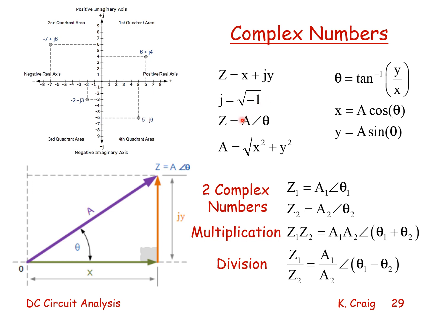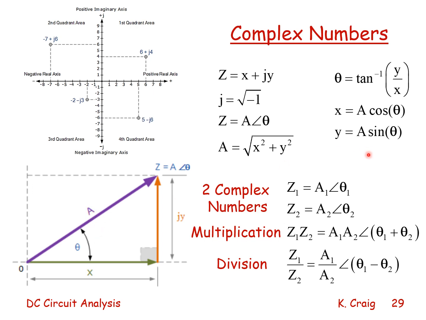By that I mean this x plus jy complex number can be represented by its magnitude. According to our right triangle relationship, A is equal to the square root of x squared plus y squared. And the tangent of this angle theta is y over x, opposite over adjacent. Similarly, x is equal to A cosine theta, y is equal to A sine theta.